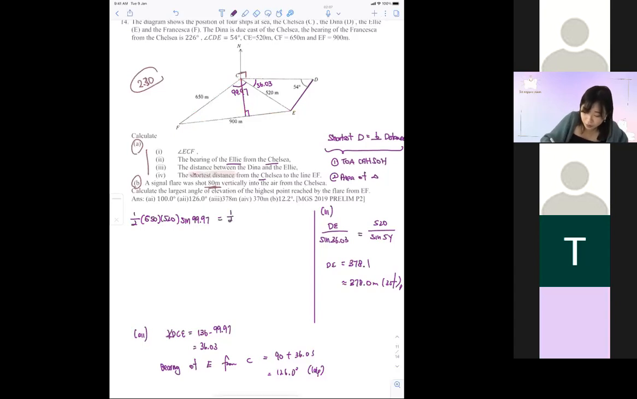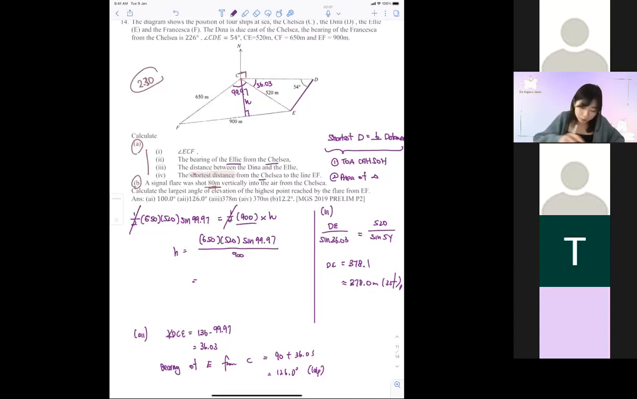Which is also equal to half times base times, I call this h, times h. So I repeat one more time. There are 2 ways to find area of triangle in this case: half ab sine C, or half times base times height. Both are the same way to find the area of the same triangle, so they are equal. Before I put everything in, on both sides I divide by half, half and half cancel. 900 bring over is your answer already. So h equals 520 sine 99.97 over 900.